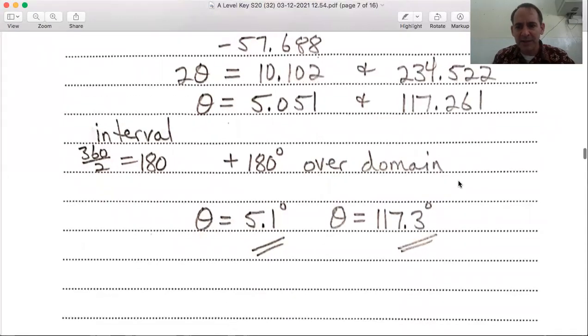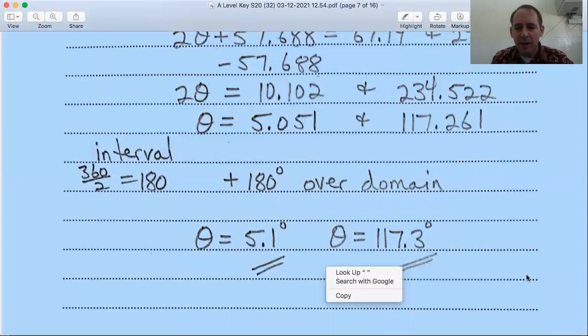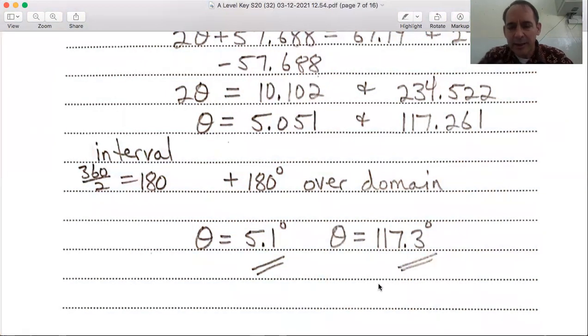But these two answers that we have here, 5.1 degrees and 117.3 degrees, are between 0 and 180. So that's our two answers there. But you should be prepared to get 2 more answers from the interval. Don't forget the interval, sometimes those are used as well.